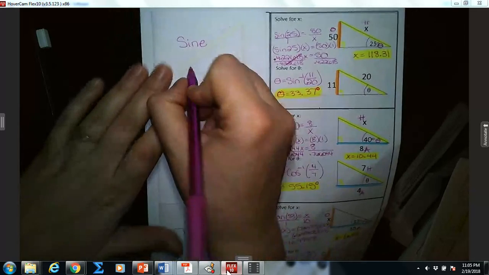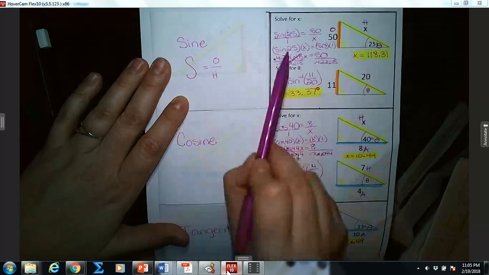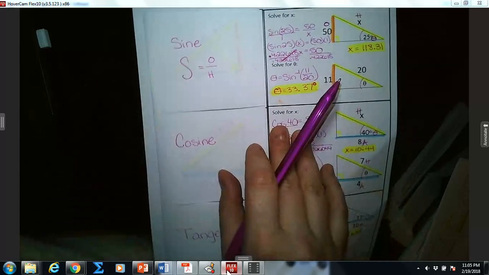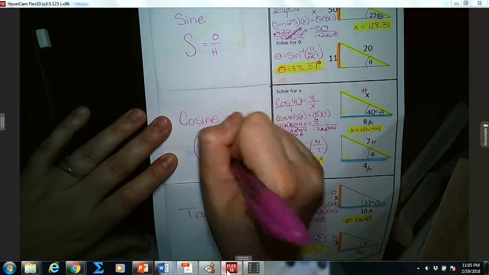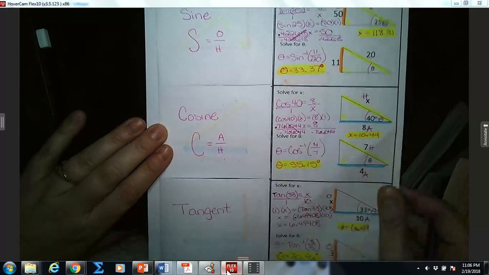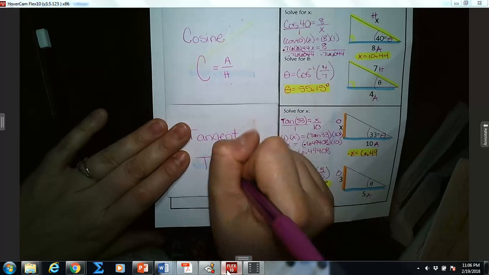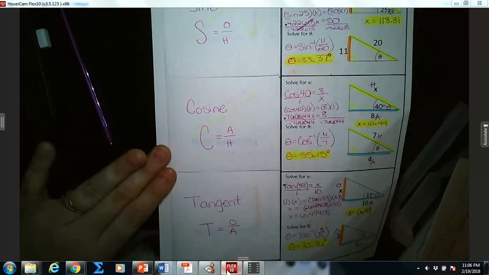Well, so is sine is equal to the opposite over hypotenuse. So sine goes with opposite and hypotenuse. Cosine is equal to the adjacent over hypotenuse. And then TOA, tangent, is equal to the opposite over adjacent. SOHCAHTOA. Maybe that'll be a helpful way for you to remember.